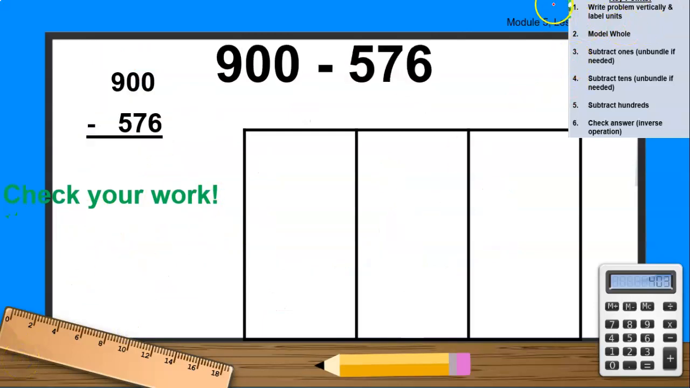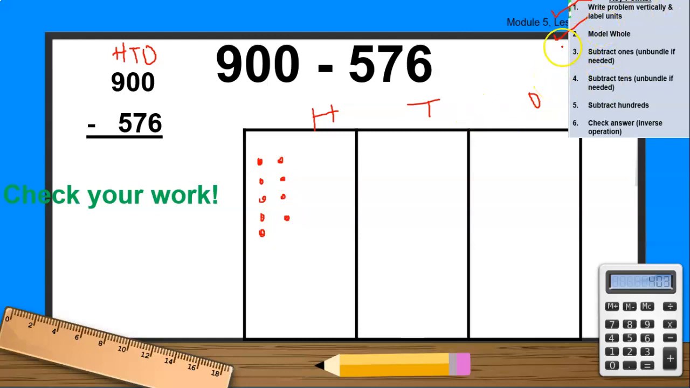Okay, boys and girls, we already did key point number 1, which is write the problem vertically. Good job. So let's see if you remember key point number 2. Model the whole. And here's what we should have. Only 900, boys and girls. 4, 5. I stop in the 5-row column. 6, 7, 8, and 9.